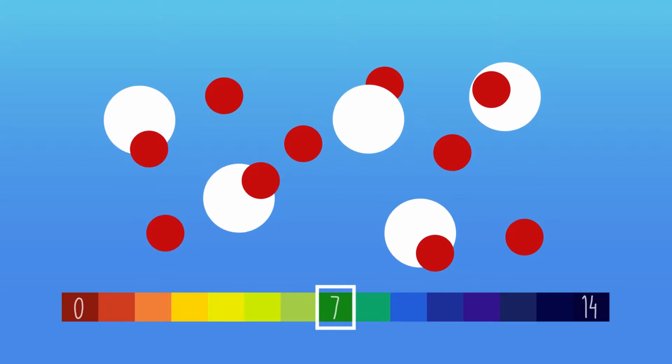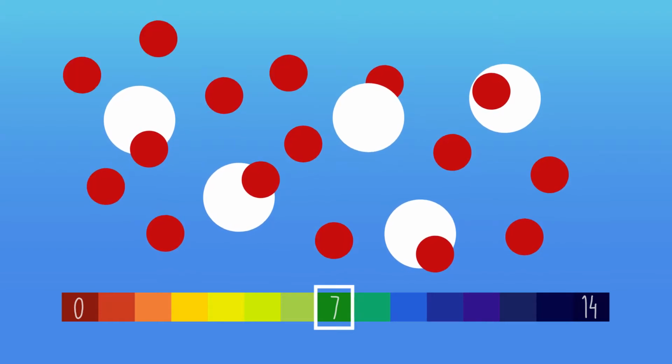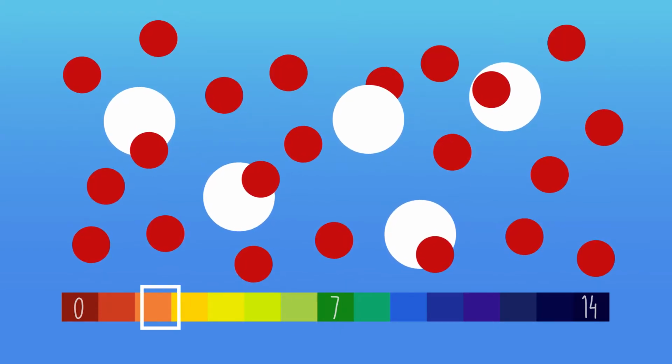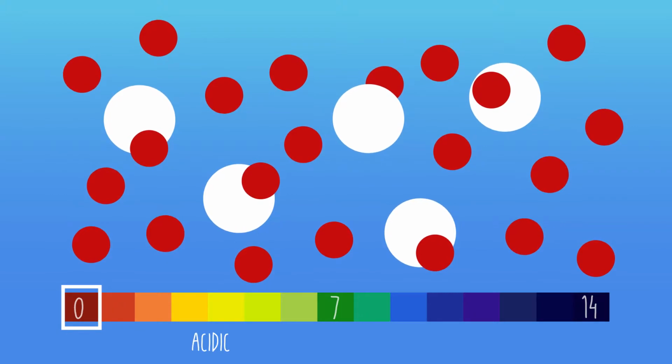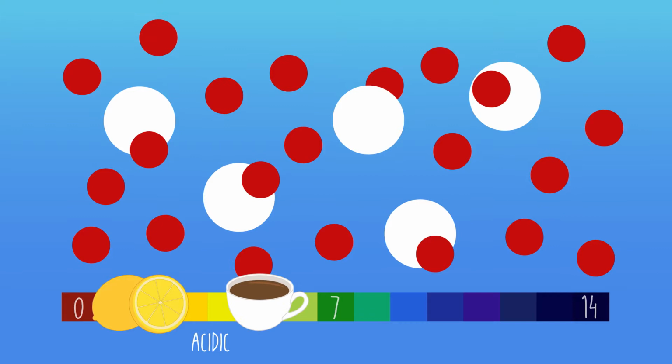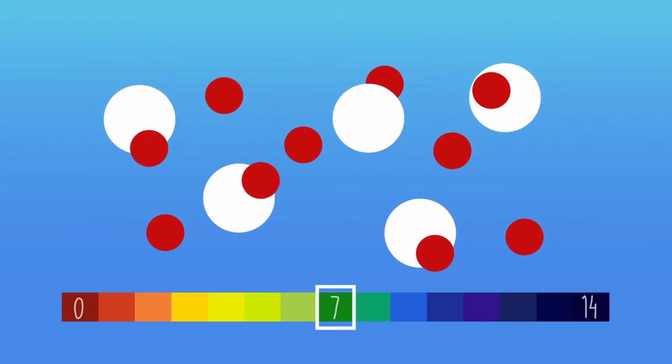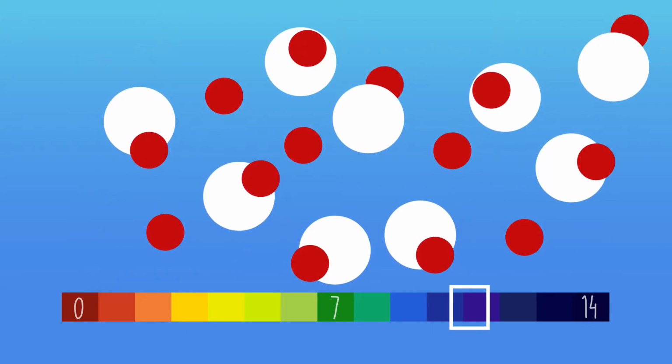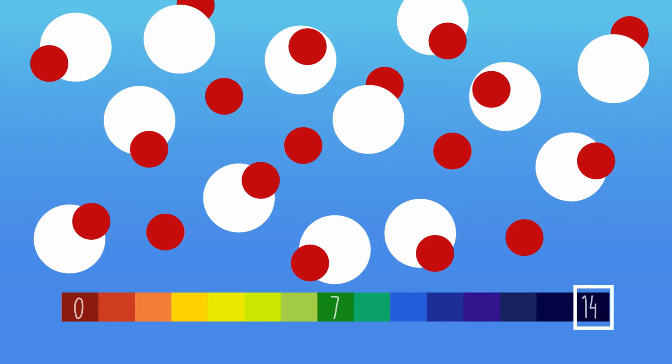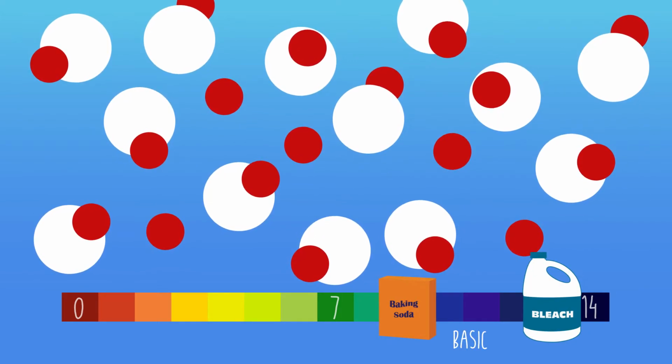When there are more hydrogen ions than hydroxyl ions, the pH falls. A pH below 7 is acidic. Liquids with an acidic pH include lemon juice and black coffee. When there are less hydrogen ions than hydroxyl ions, the pH rises. A pH above 7 is basic. Bleach and baking soda have a basic pH.